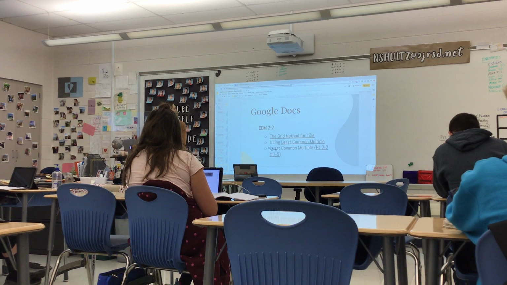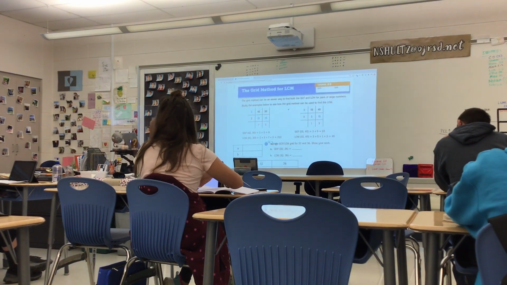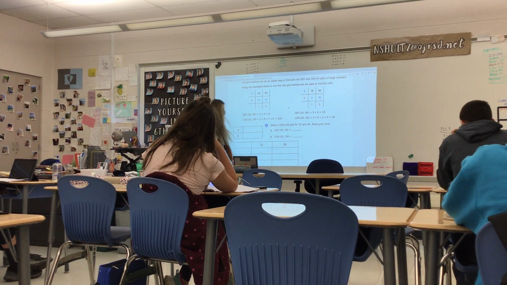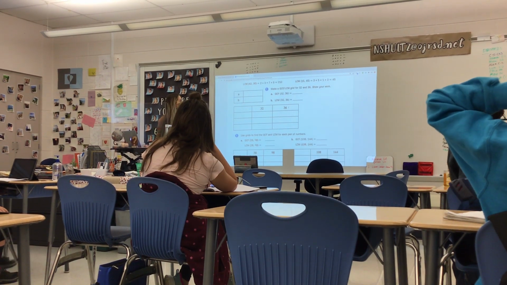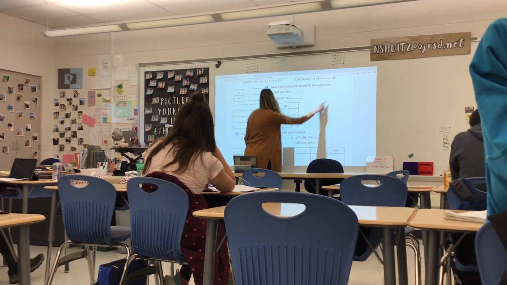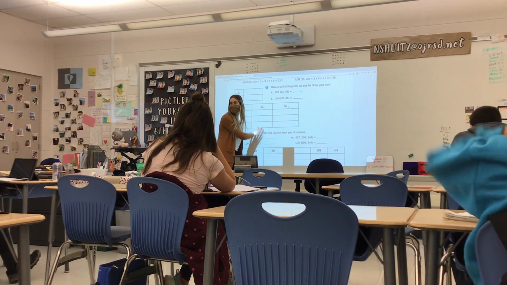All right, so the first thing we're going to work on is this sheet. They give you some examples. Obviously, we did a couple together in class today. They're asking you to make a GCF LCM grid for 32 and 36. Show your work.